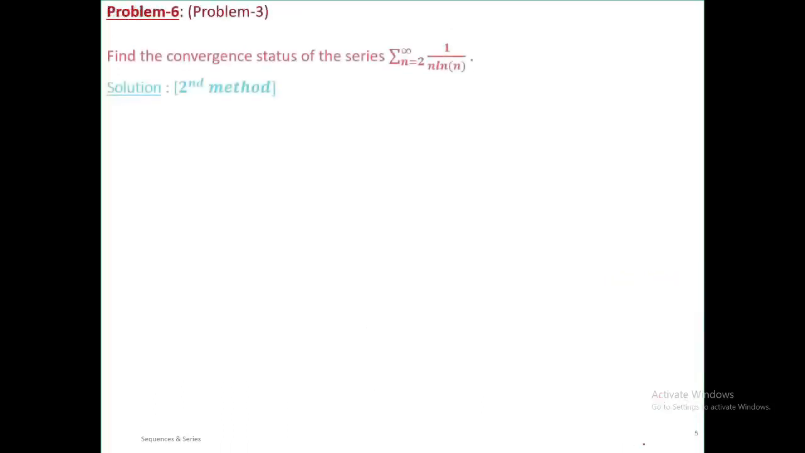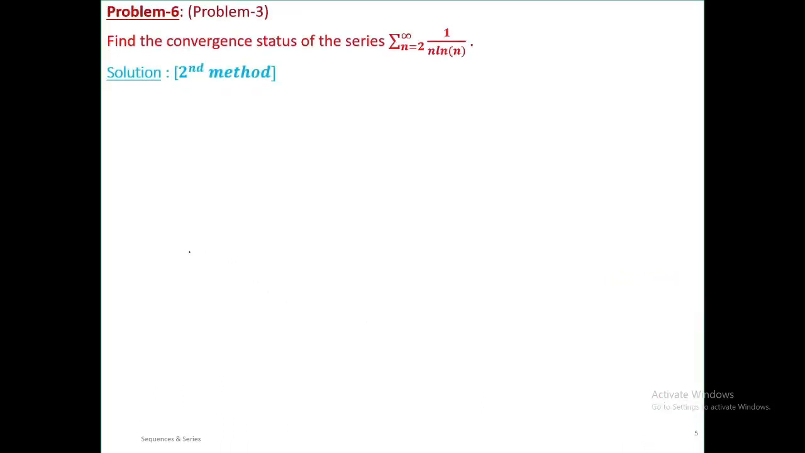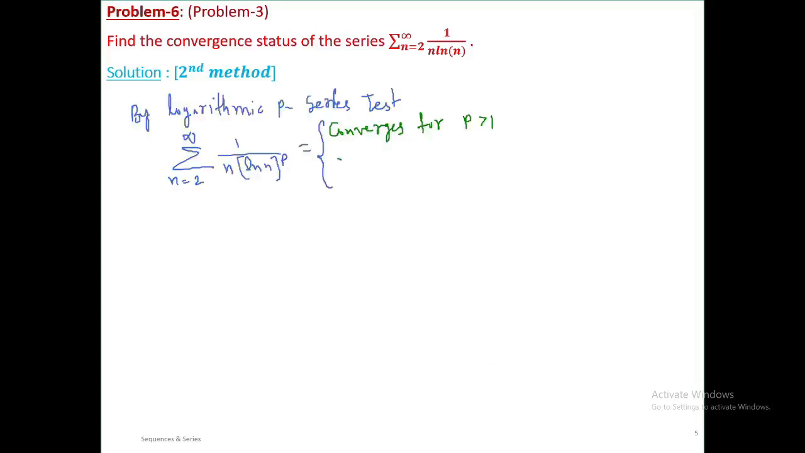So depending on this, let's do some problems. This problem we have already done, which is problem number 3 in the last lecture. Look at it once. Same thing, it diverges for p less than or equal to 1, as we just proved. In a similar fashion, look at the problem: n into ln n means ln n power 1 is there. So the series, n running from 2 to infinity, is 1 over n into ln n.